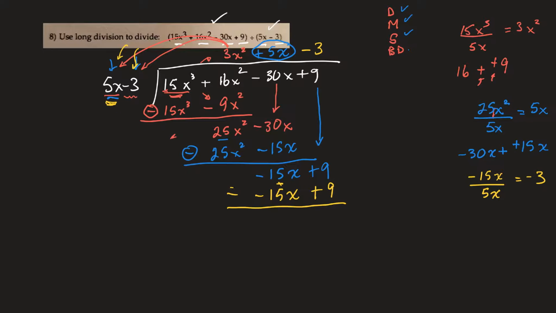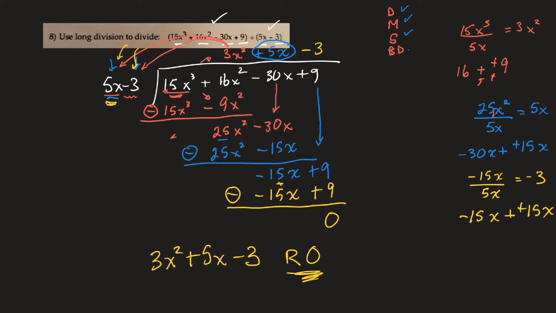Okay, now I'm going to subtract. Negative 15x minus a negative 15x. The two negatives would be positive, so these would cancel, like I thought. And then I've got 9 take away 9, which is 0. There. So my answer to this question would be 3x squared plus 5x minus 3 with a remainder of 0. Typically we don't write that, but you could if you wanted to. So this would be my answer. All right, hopefully that helps you out.